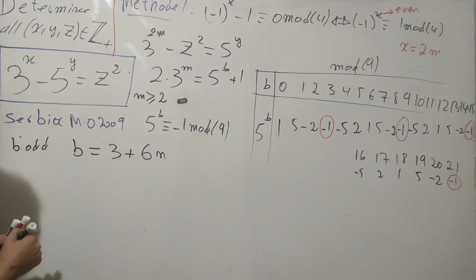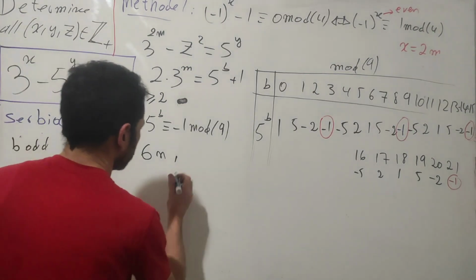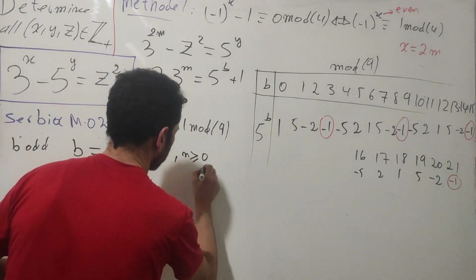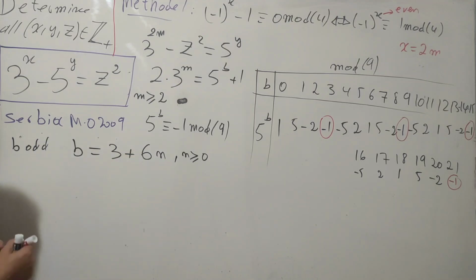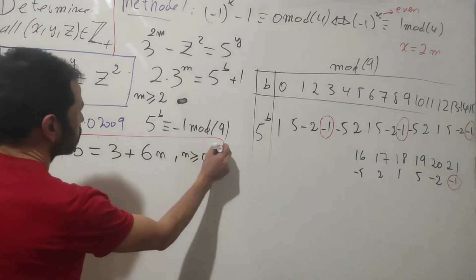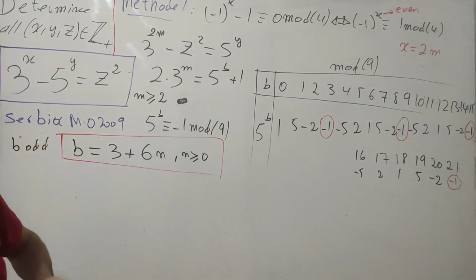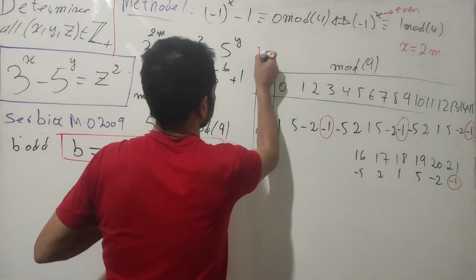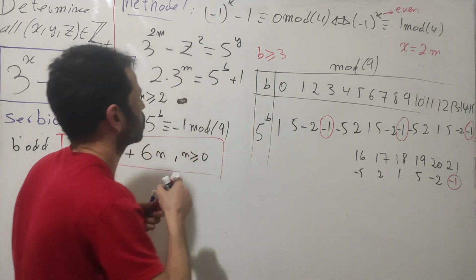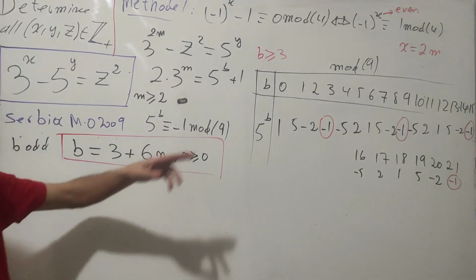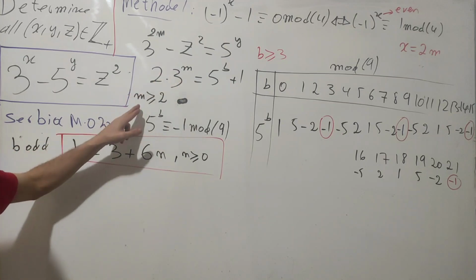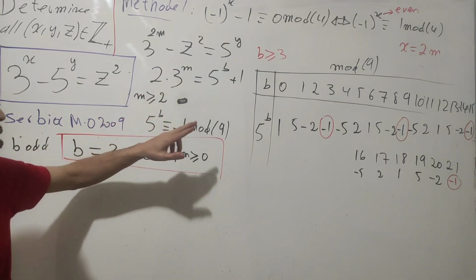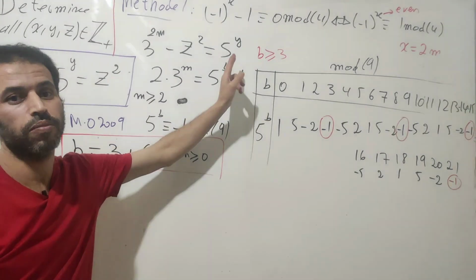What is the n? n is greater than or equal to 0, a non-negative integer. So remember, b must be greater than 3, because b is odd. Also, b equal to 1 would exceed the left-hand side of this equation since m is greater than 2. So we are going to work on this assumption: b is greater than 3.